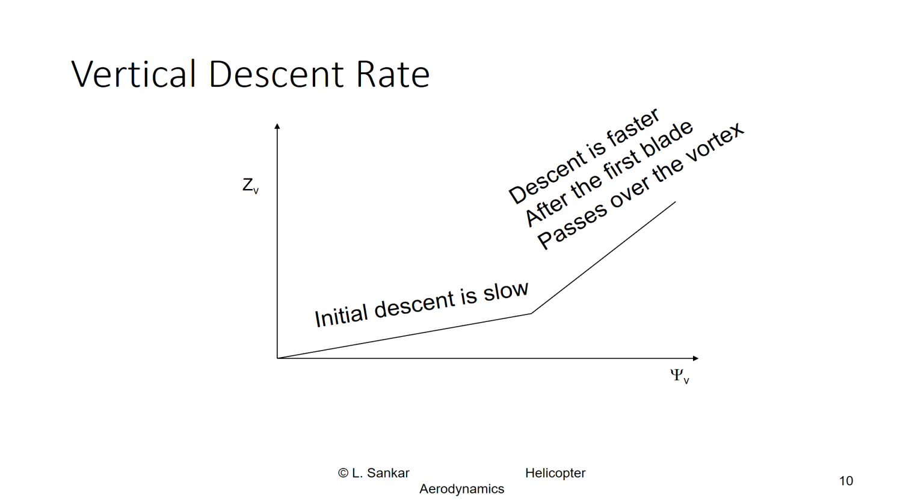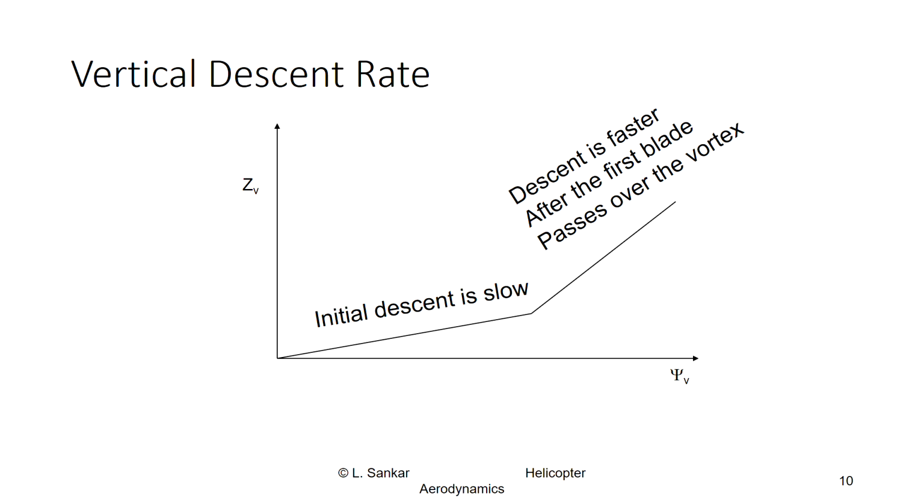So how about the descent rate? Robin Gray originally observed that initially the descent is slow. That means the tip vortex descends slowly until the following blade passes by. So if it's a two-bladed rotor, from 0 to pi of the vortex age, the vortex will descend at one rate. Then after the second blade has passed by, it will descend much more rapidly. Same way if you have a four-bladed rotor, 2 pi over 4 is 90 degrees. So for the first 90 degrees, the descent rate will be slow. From 90 degrees onwards, the descent rate will be higher.